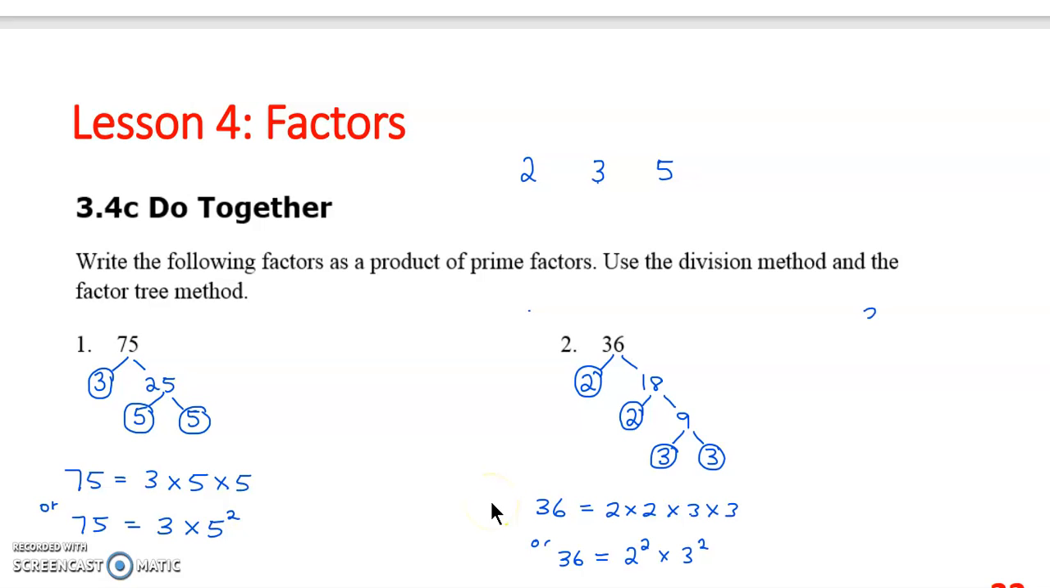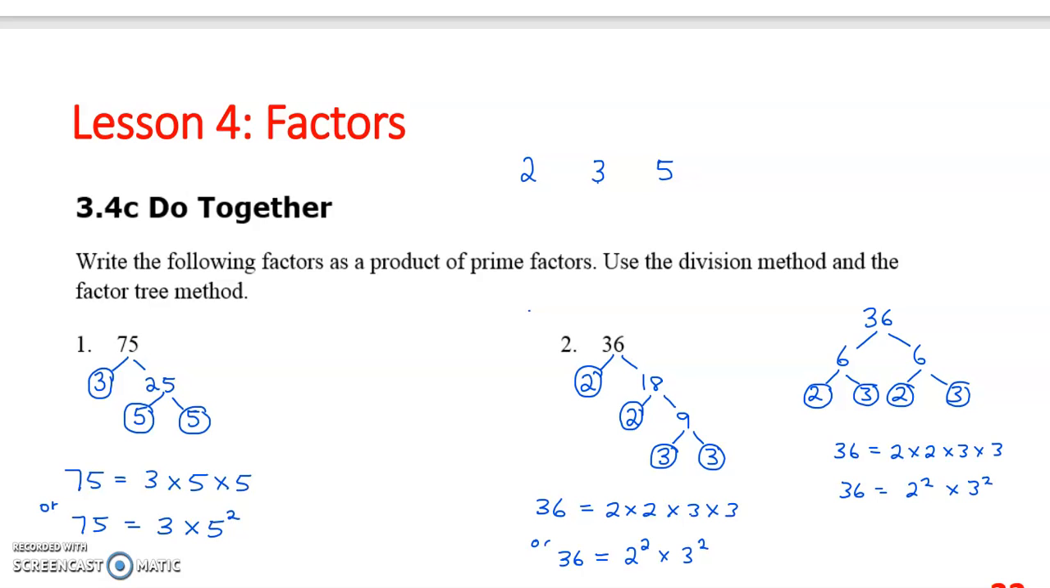It's important to note that you can do this differently. With 36 you could do 6 times 6, and then break down 6 divided by 2 is 3, 6 divided by 2 is 3. You will still end up with the same answer, but if you want to express it correctly, you will have to write it the way that we have written it. 2 times 2 times 3 times 3. You should put the factors in numerical order, or you can use exponents.